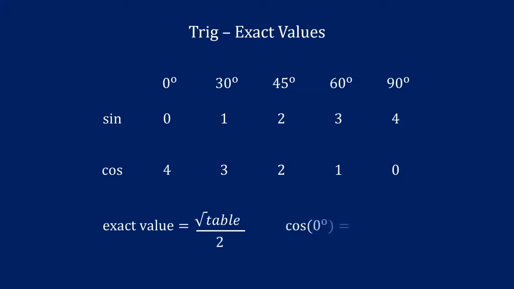Let's take a look at another one. What would be cos of 0? Alright, let's take a look. We go to square root of whichever number is on cos 0, that's 4, divided by 2. Square root of 4 is 2, 2 divided by 2 is 1. And you're done. Easy peasy.